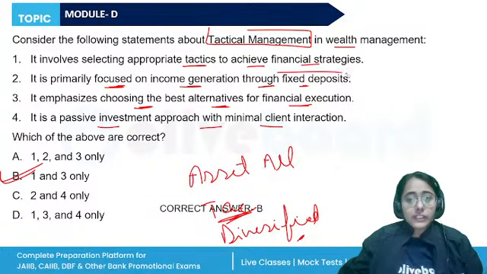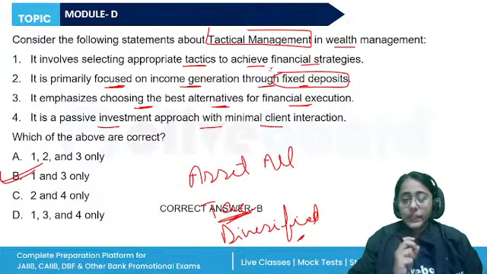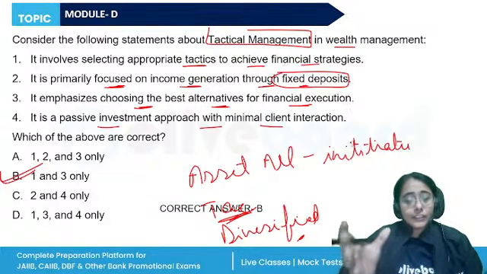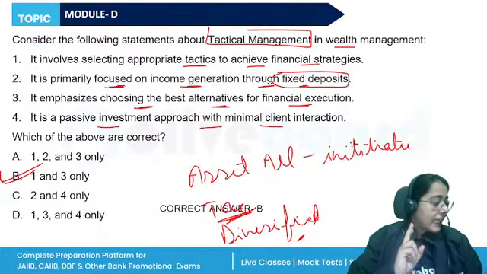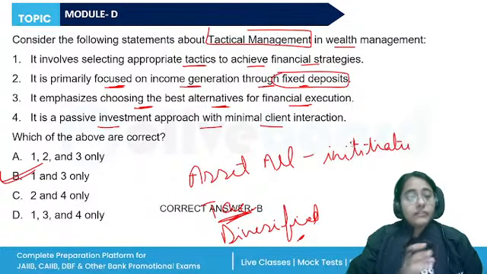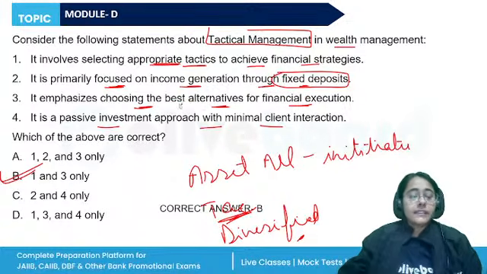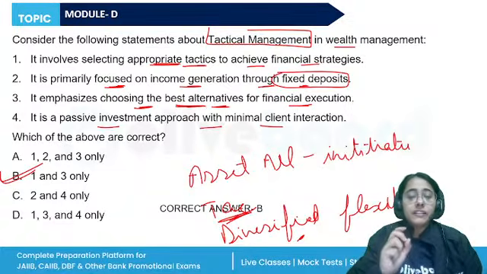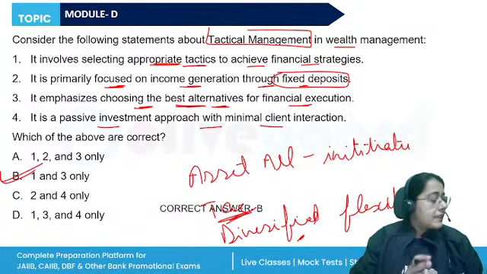It is not focused on just fixed deposits. See, what is asset allocation? Asset allocation's primary goal is to initiate income generation for the client, and it is not focused on just one type of instrument, but a balanced mix among the investment categories. Tactical means appropriate ways to achieve the financial strategies, choosing the best alternatives. Diversified means a flexible model, where investment management is flexible and helps meet the client's needs.